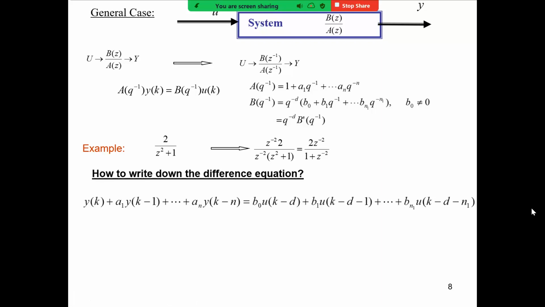Okay, how do we write down the difference equation? Once we have this, we shall try to write the difference equation, if A is in this way and B is in this form. Let's say A times Y, right, and B times U. So in the time domain expression, this one corresponds to y(k), q to the minus one, that will be y(k-1), right, times a1. The last one is y(k-n). For the input signal, it starts from the first one, right? We'll have q to the minus d, so the first signal is u(k-d), and then you have b1 u(k-d-1). Okay.